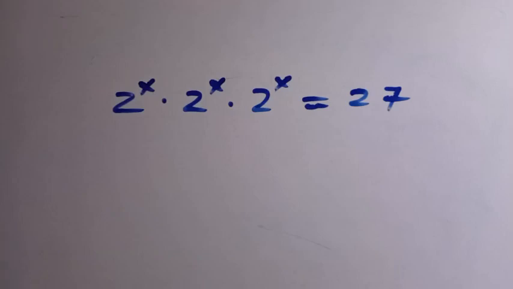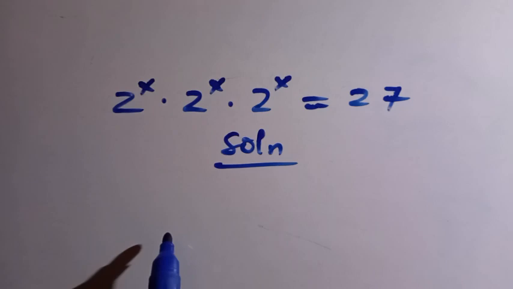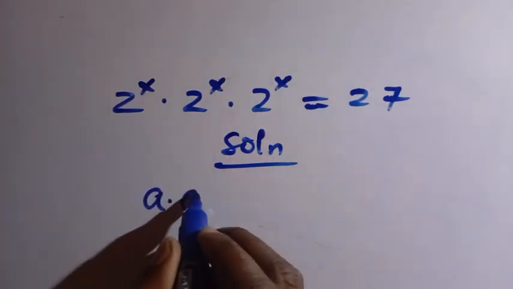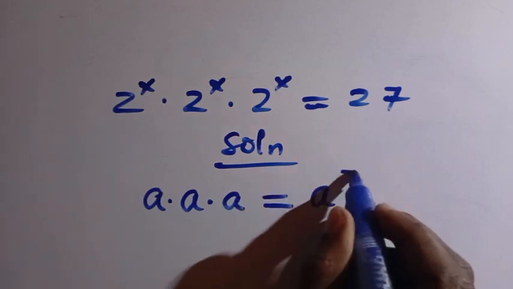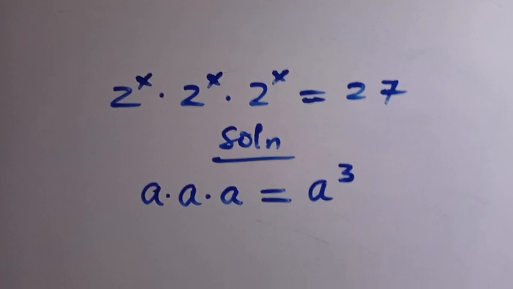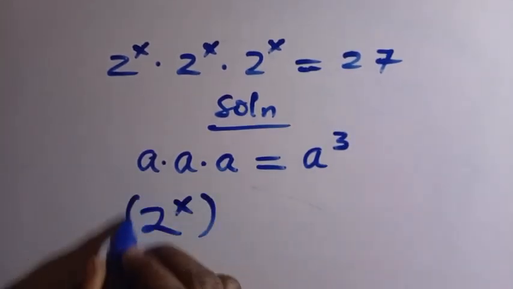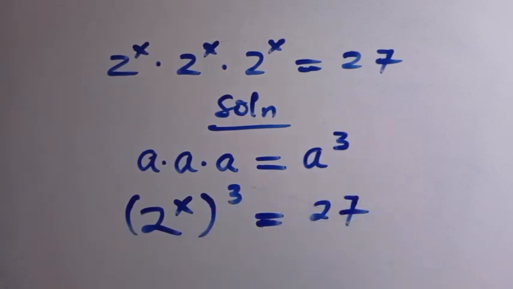How to solve these nice exponential equations? We have 2 raised to power x multiplied by 2 raised to power x multiplied by 2 raised to power x equals 27. So to solve this, we consider the solution from here. Now, this one follows when we have a multiplied by a multiplied by a. So this equals a raised to power of 3. That is, we write this as 2 power x raised to power 3 equals 27.